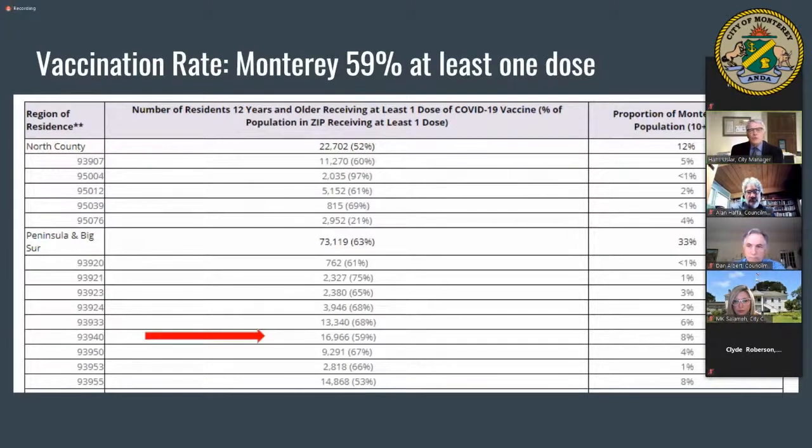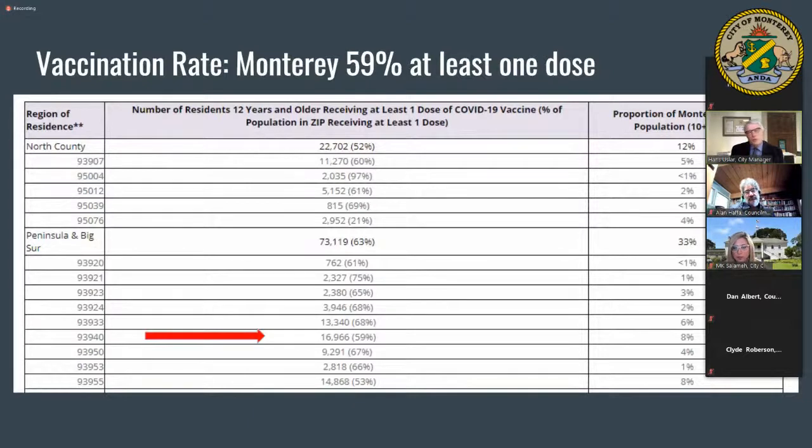When you look at the overall numbers of COVID infections that we had in the city of Monterey, that number represents about 3% of our population. So one can make the argument also that there might be another 3% of folks that are carrying some sort of immunity also against COVID-19. But here, if we just stick to the vaccination rate, 59% of Monterey residents have been vaccinated.